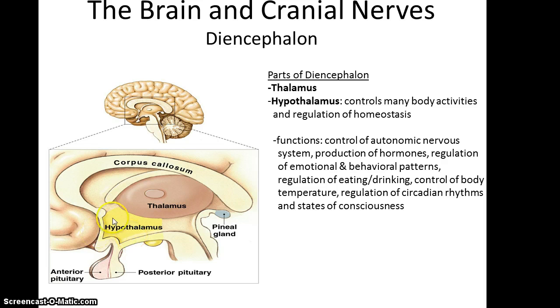The hypothalamus is sort of the mouth of the seahorse, and it controls many body activities, especially the regulation of homeostasis, or keeping our body functions at the ideal conditions for a healthy life. This includes things like control of the autonomic nervous system through hormone production. It's involved in the regulation of emotional and behavioral patterns. It can regulate whether you're hungry or thirsty, body temperature, circadian rhythms, and various states of consciousness, such as being asleep or awake or completely unconscious.